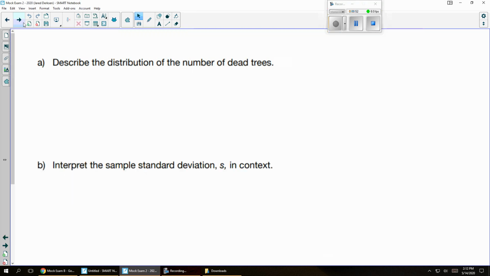Letter A says describe the distribution of the number of dead trees. And so when we think about this, we need to think about the center, the unusual observations, the shape and the spread. I'm going to talk about that, and then I'll write it down.